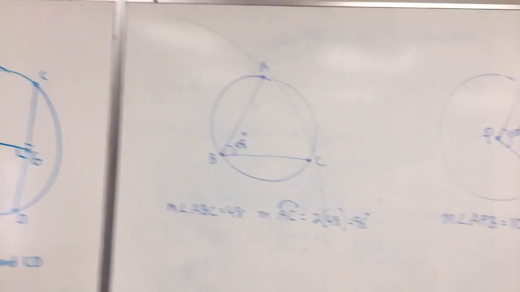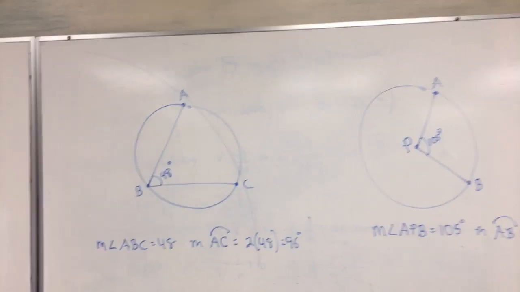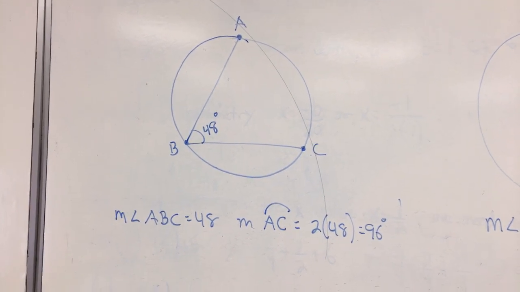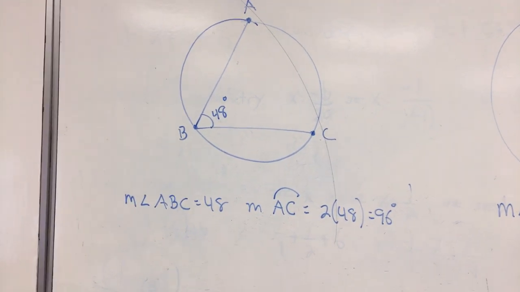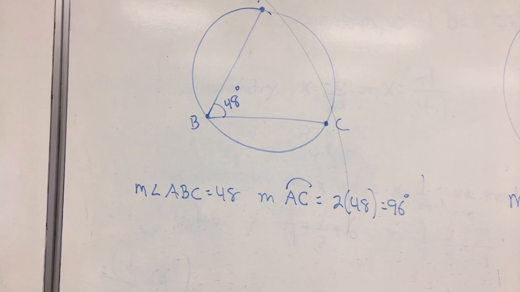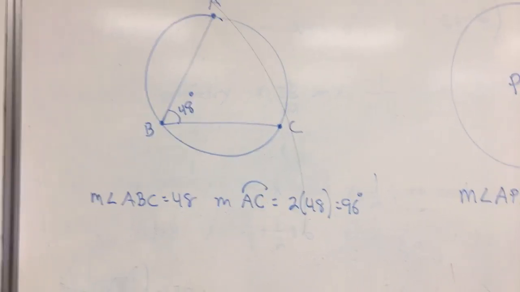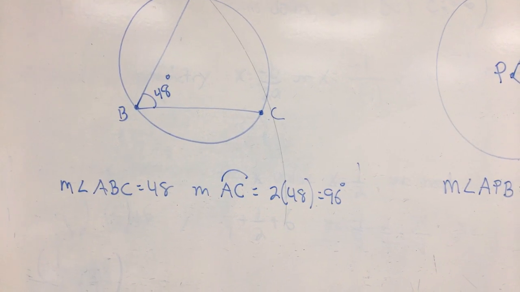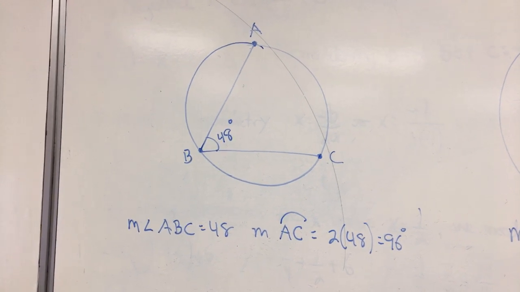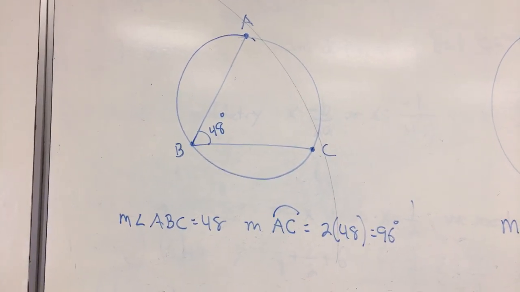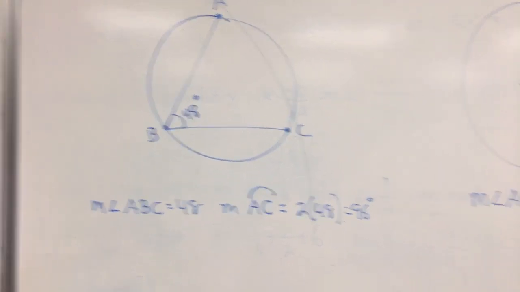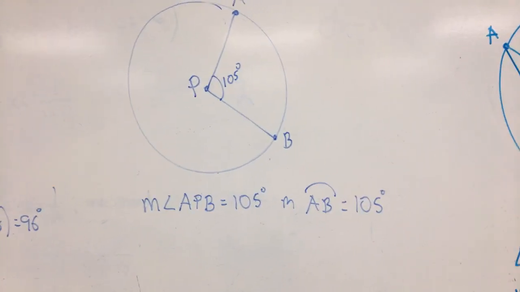So this is kind of what we're looking at. We got a couple different theorems up here. We start out with something like this. This is called an inscribed angle. It assumes that points A, B, and C are all on the circle, and it says that if the measure of angle ABC is 48 degrees, then the measure of arc AC is twice the measure of the inscribed angle. In other words, 2 times 48 is 96. So the arc is twice the measure of the inscribed angle, or the inscribed angle is half the measure of the intersected arc. Take your pick.